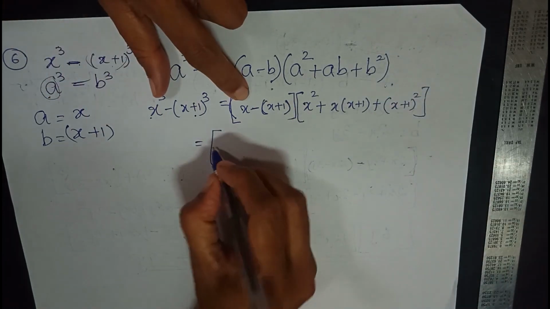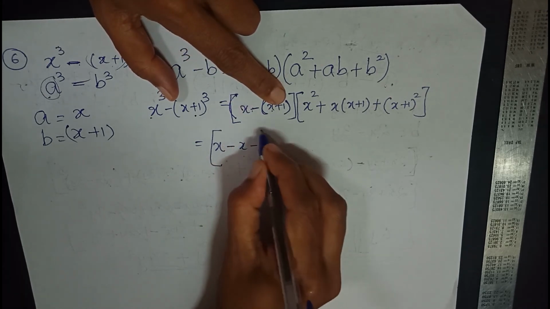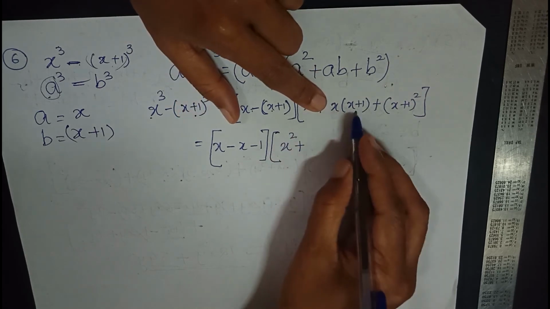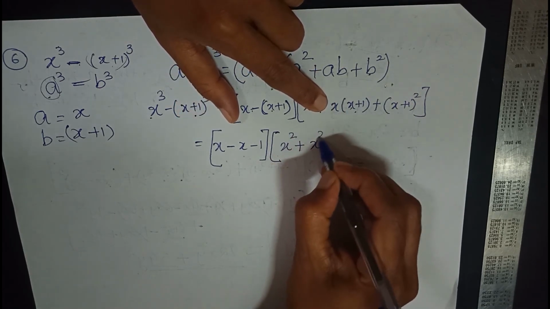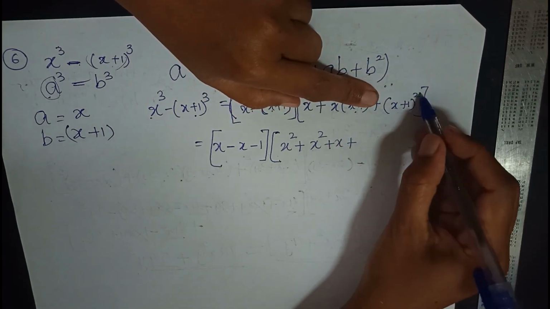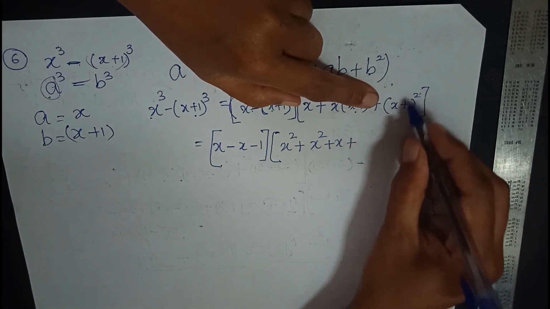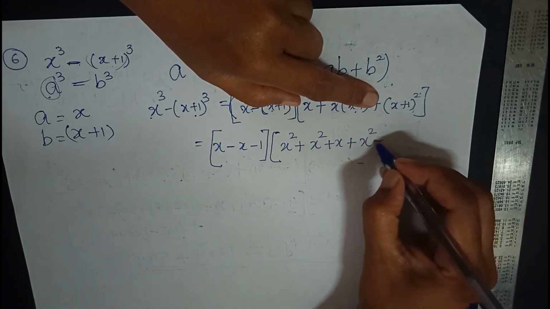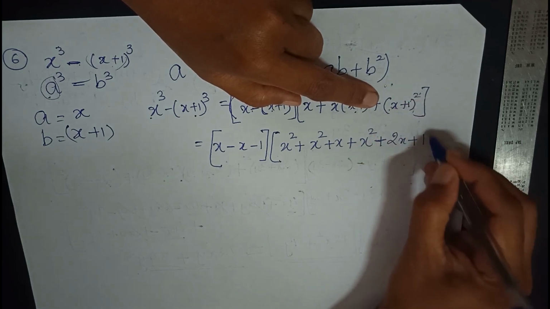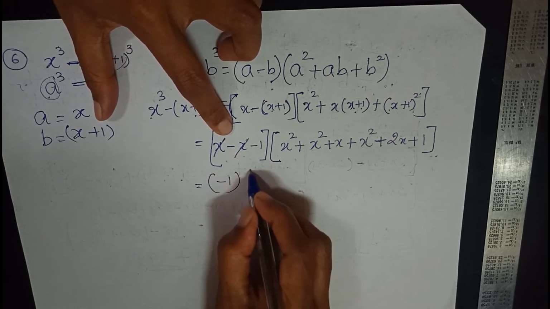Let's open up the bracket. Now minus sign, x will become minus and 1 also will become minus. Next, x square as it is. Now we multiply x into x, x square. X into 1, x. Now x plus 1 the whole square. Again we will open using a plus b the whole square. So a square is x square plus 2ab. So 2 into x and b square is 1. X gets cancelled. What remains is only 1 here.